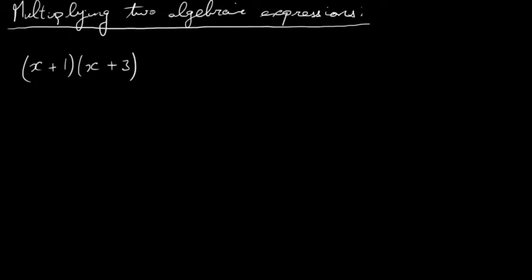Right, so in this video I'm going to have a look at multiplying two algebraic expressions. So I'm going to look at multiplying these two kinds of expressions here. x plus 1, I'm going to multiply it by x plus 3. Now I'm going to do it in two different ways, initially anyway.